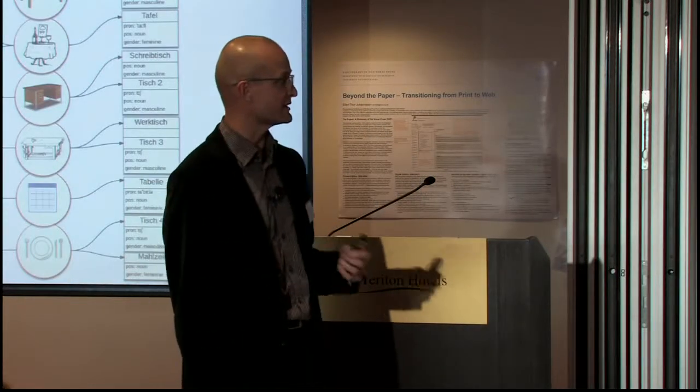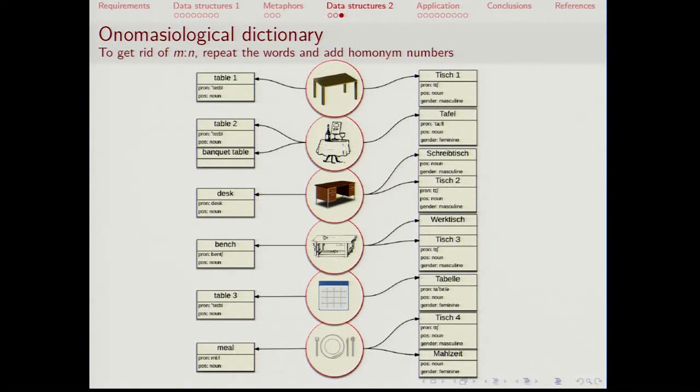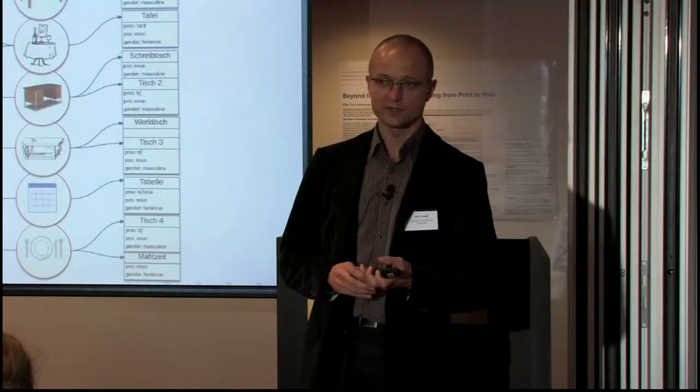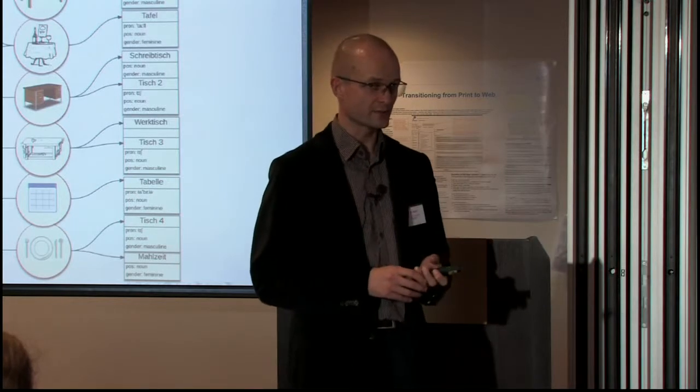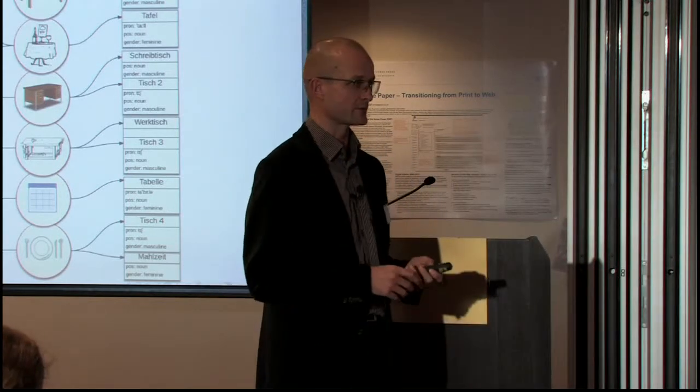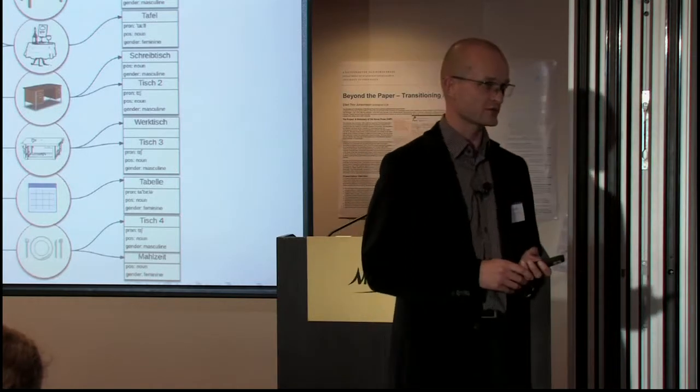So we'll get rid of the many-to-many relationship. Each concept will be designated by zero or more words in each language. Zero because we might not have this thing lexicalized in that particular language, or our dictionary could just be incomplete. But each word only has one concept that it designates. And this is achieved by repeating the words. So we don't have the word table. We have three words, table 1, table 2, table 3. And each of these is monosemous.